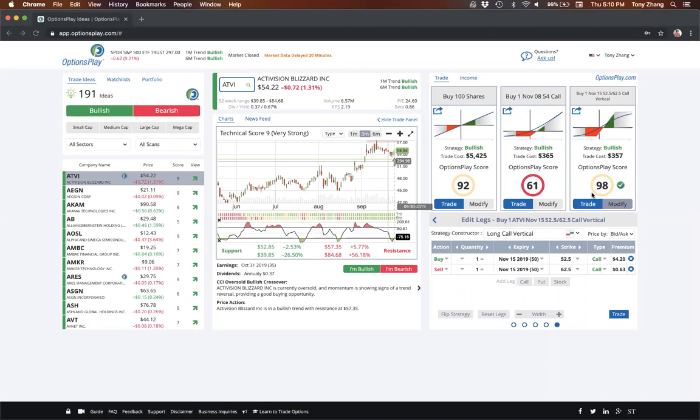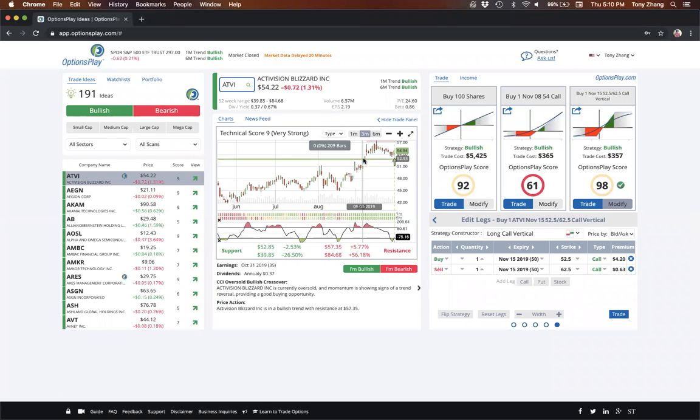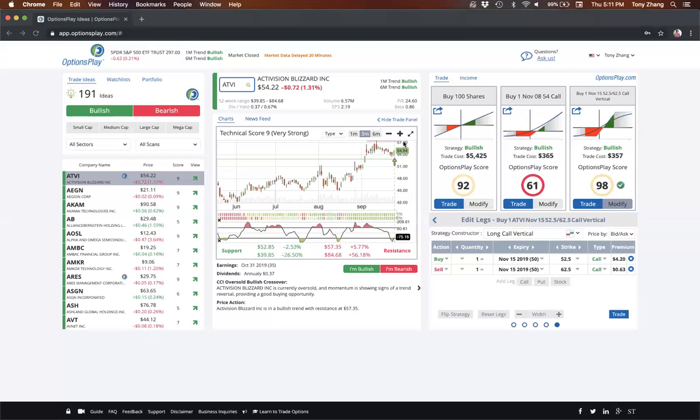Dennis is asking, can we draw support and resistance lines when using OptionsPlay? So we automatically draw support and resistance lines on the charts for you. We actually calculate support and resistance lines and draw them on the charts directly for you.